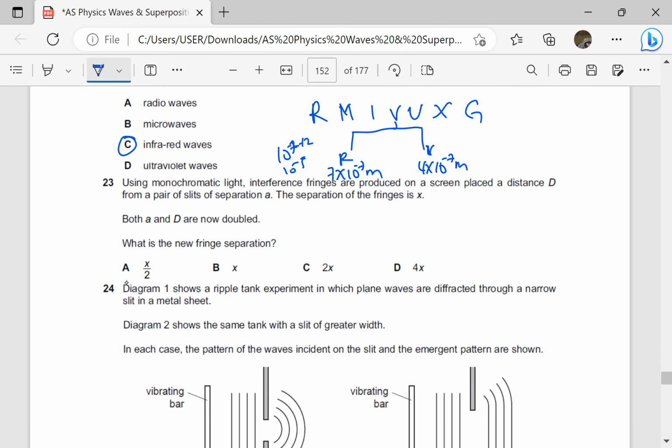Using monochromatic light, interference fringes are produced on a screen placed a distance d from a pair of slits of separation a. The separation of the fringes is x.